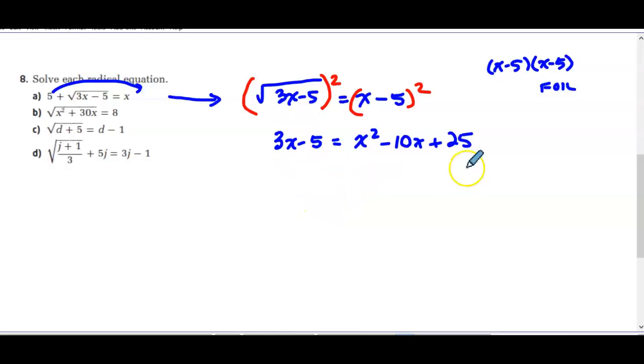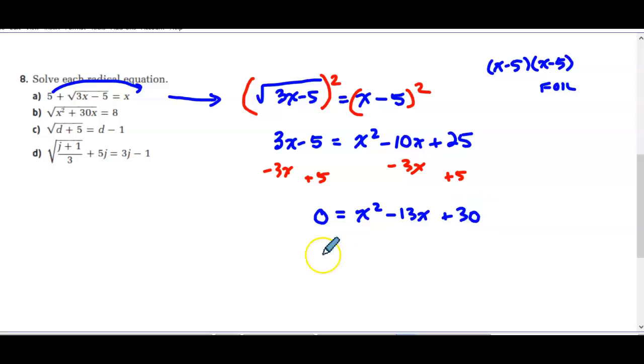Now it's just a quadratic. So with a quadratic, we want one side being equal to 0. So I'm going to subtract 3x from both sides. I'm going to add 5 to both sides. And so I'll have 0 equals x squared minus 13x plus 30. So then we want to solve.